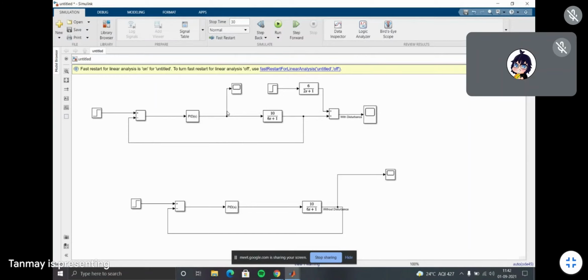We have changed the value to 10. Yes, ma'am, according to you. But that is not going to affect anything.